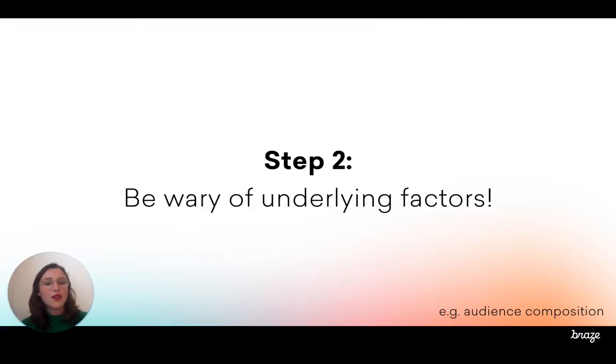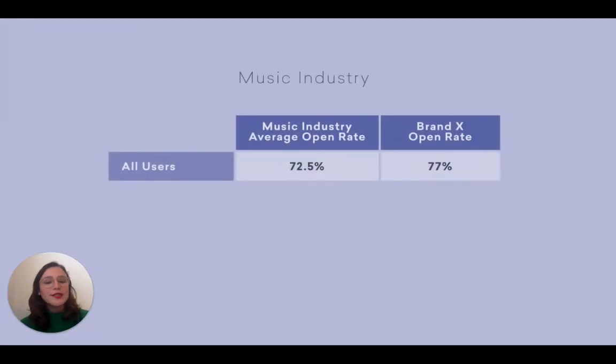Second, be wary of underlying factors, like audience composition, that could skew the data and cause aggregate numbers to be misleading. Let's take a quick example. Let's say a music streaming company, Brand X, is trying to reach its customers with a promotional campaign. Its marketing team found the following numbers. On a surface level, it looks like Brand X is outperforming the industry average when it comes to engagement. But what if we were able to dig into these numbers, say by separating the data out by audience type? Let's see.